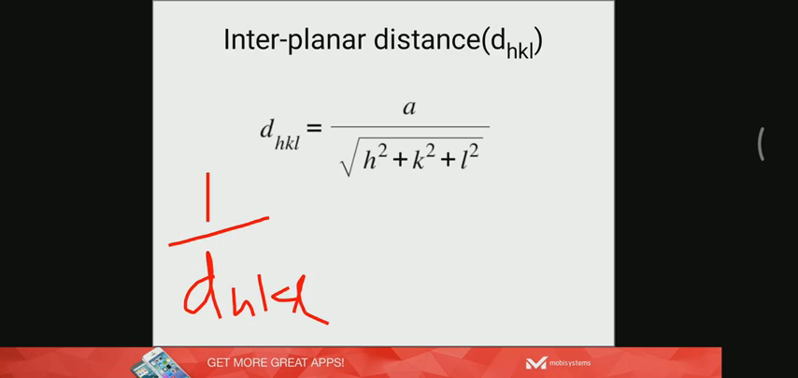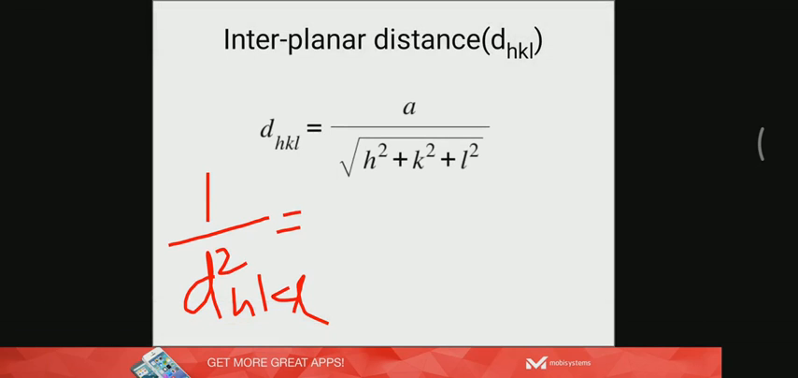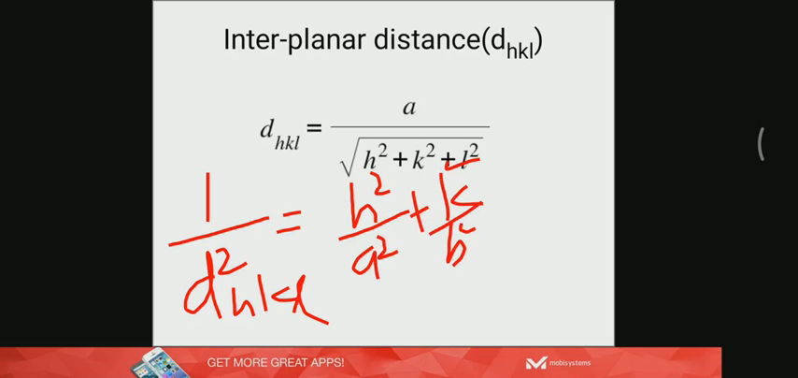So we indicate the particular plane as a subscript for d. So 1 by d_HKL square is equal to h square by a square plus k square by b square plus l square by c square. This is the basic equation.